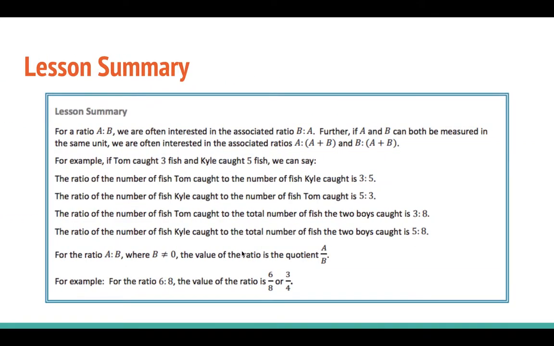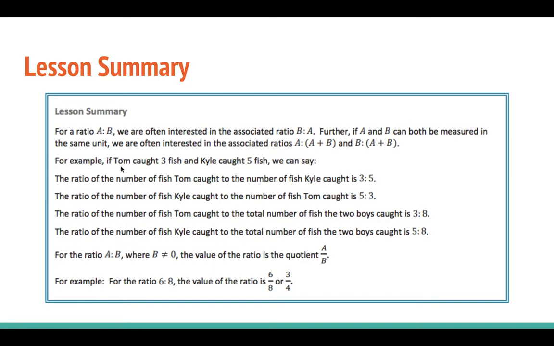So your lesson summary, which is also in your book, tells you for a ratio A to B, we are often interested in the associated ratio B to A. Further, if A and B can both be measured in the same unit, we are often interested in the associated ratios A to A plus B, and B to A plus B. So that was a really wordy way to give you a summary.